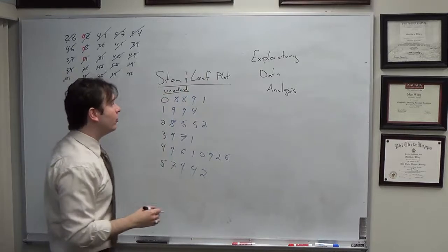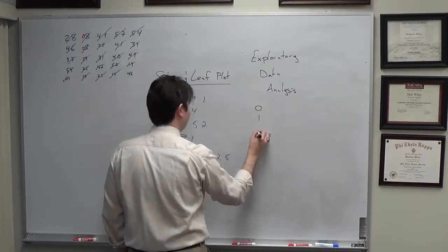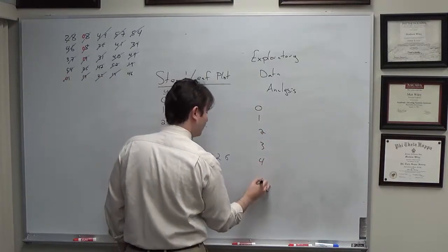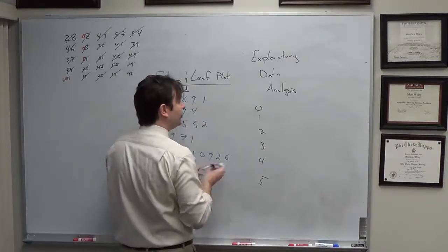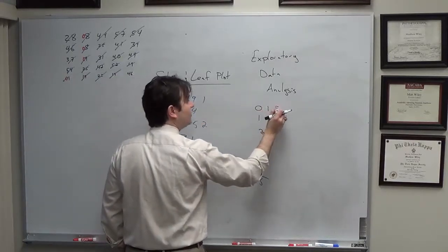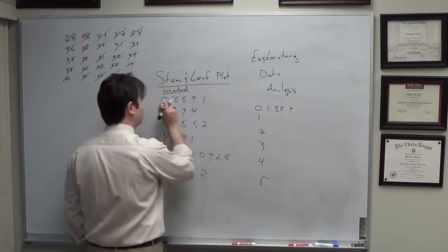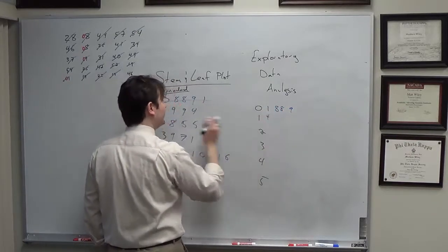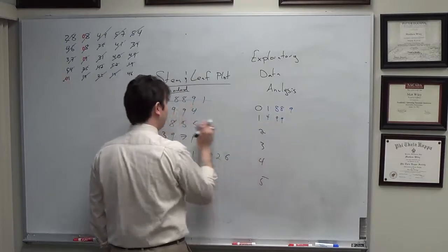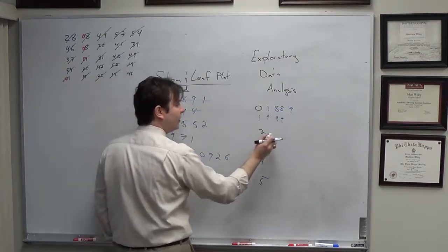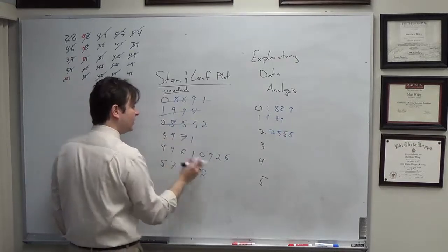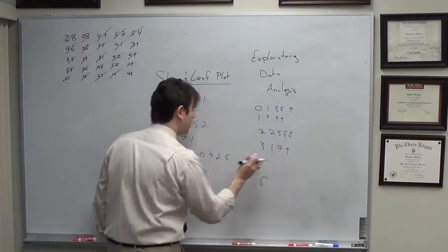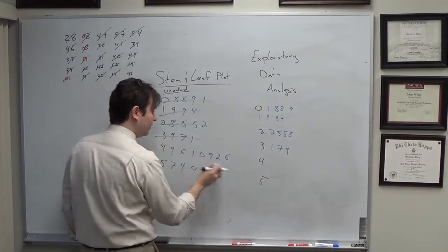If we wanted to make an ordered one, we could. It's not very hard. All you do is write things in order. So I would record the 1 first, then the 8s, then the 9. I'd record the 4 first, and then the 2 9s. 2 5 5 8, 1 7 9. You're just organizing it so that these are all in order.